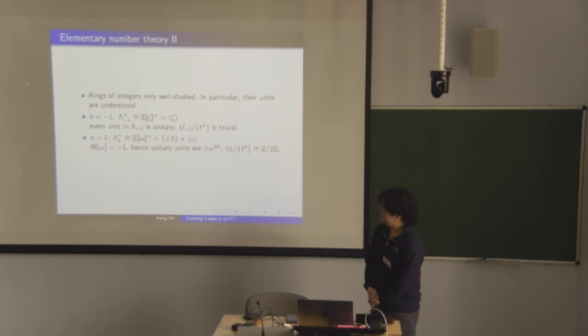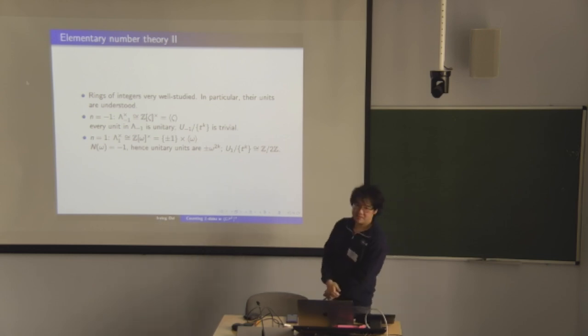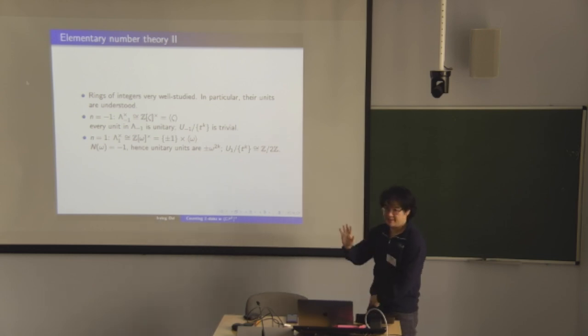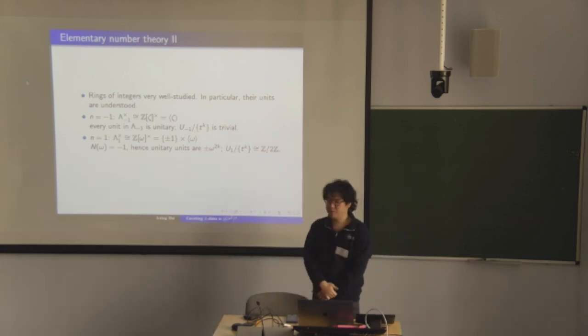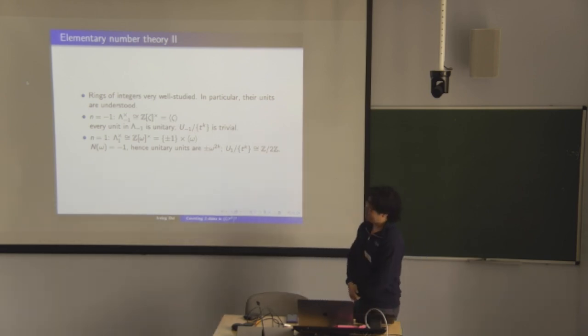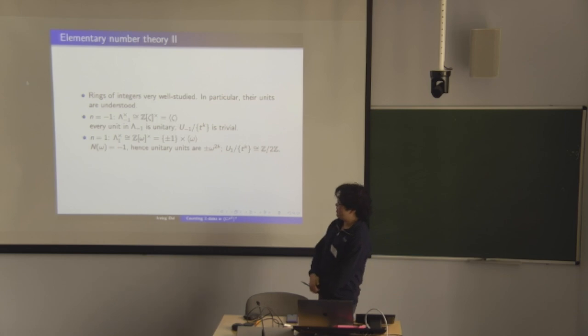So I sort of have this Z/2 cross Z set of units inside of Z[ω]. That's a standard calculation, a standard theorem. And once again, you can check what the unitary units are.